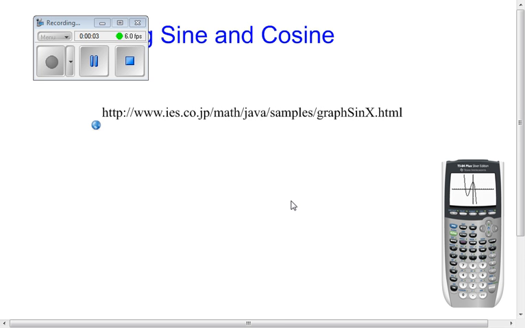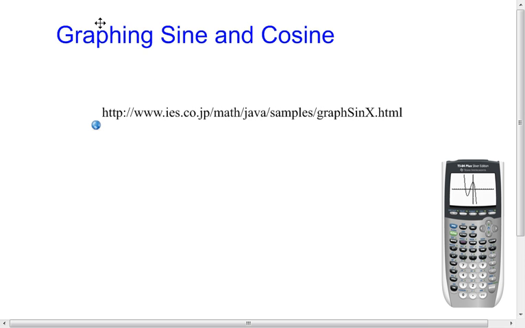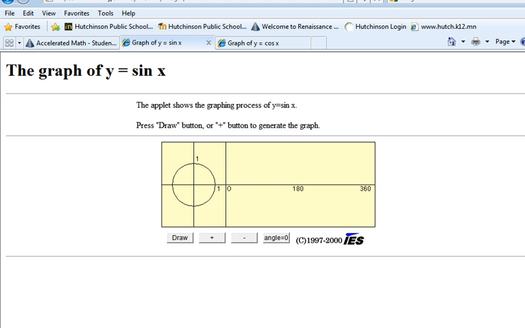Today's lesson will be about graphing sine and cosine functions. We will graph the other trig functions as well, but for now we're going to concentrate on sine and cosine. We're going to start with sine, and I want to show you this little applet that will explain how sine and cosine are related to the unit circle.